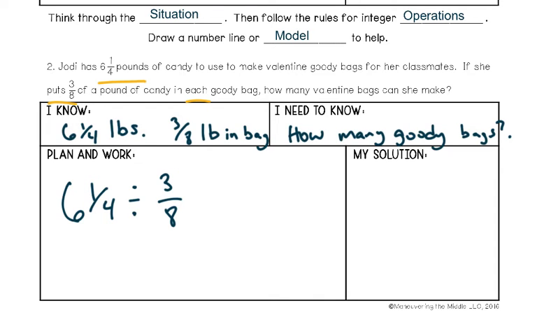Go ahead and take a look back at your rules for dividing fractions, and then pause the video to try it yourself, and then press play when you're ready to check. So by now you should have tried this whole problem by yourself.